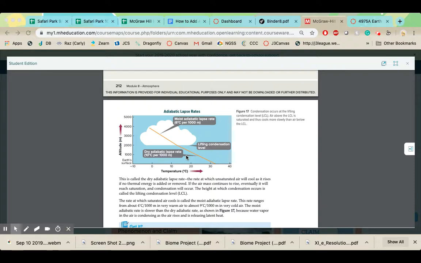So, the three most important things that you need to know about the atmosphere and how it changes with height. The first one is that temperature generally decreases as you go higher, but that can slightly vary. The next important point is that pressure decreases the higher you go. And the last one is that as you go up, humidity generally will go down.